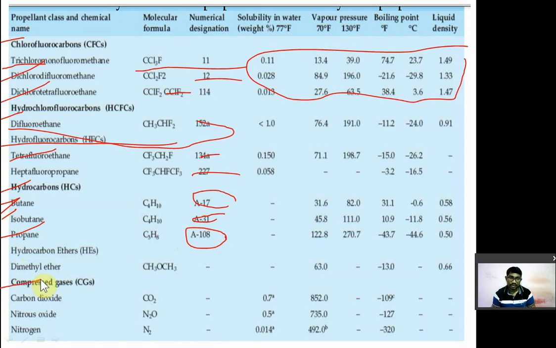In compressed gases, carbon dioxide is there, nitrous oxide is there, nitrogen is there. Okay, so all kinds of propellants. See, chlorofluorocarbons, then hydrochlorofluorocarbons, then simple hydrocarbons, then your compressed gases. These are the types of propellants which are used in the aerosol formulation.